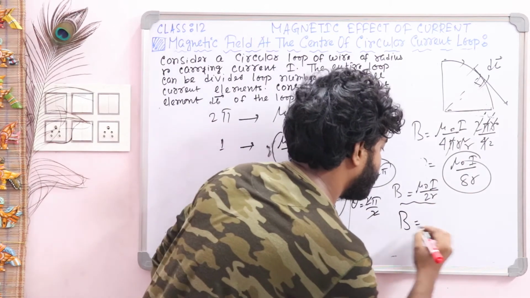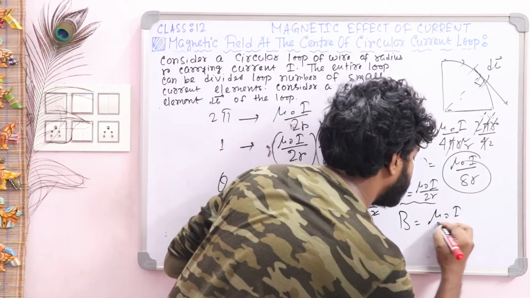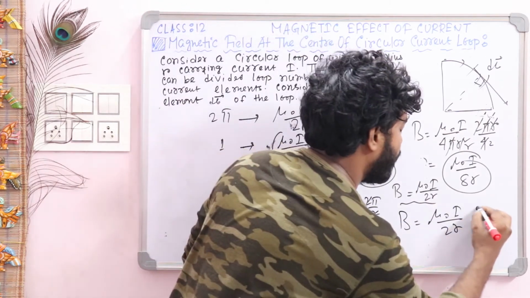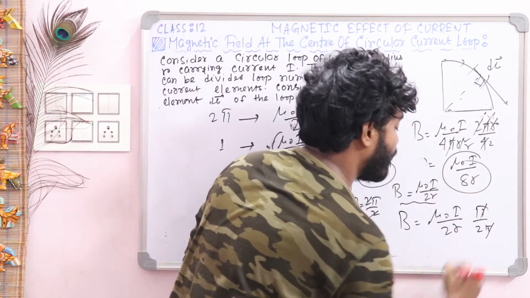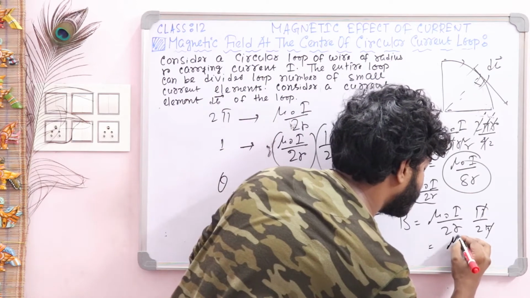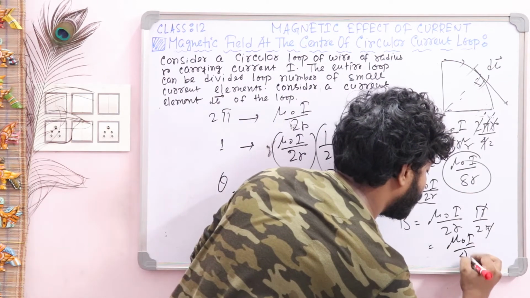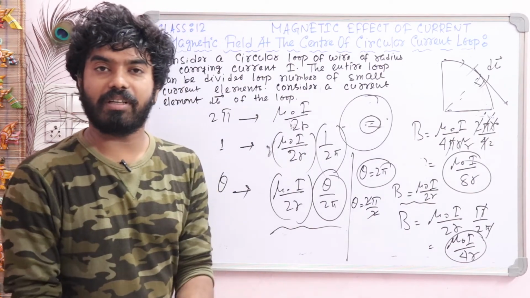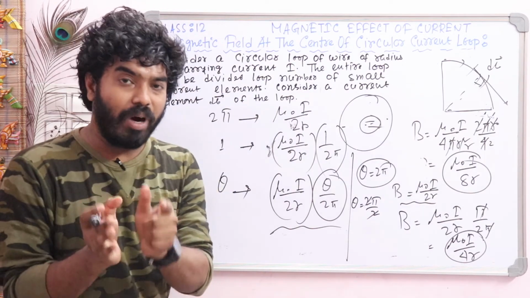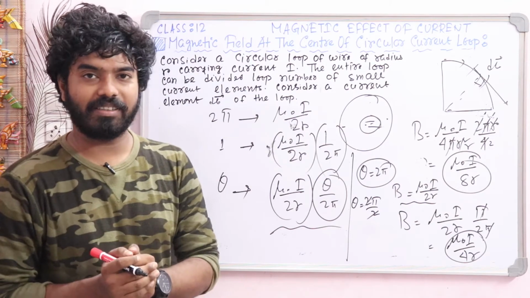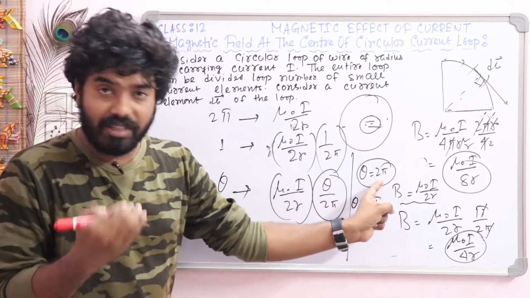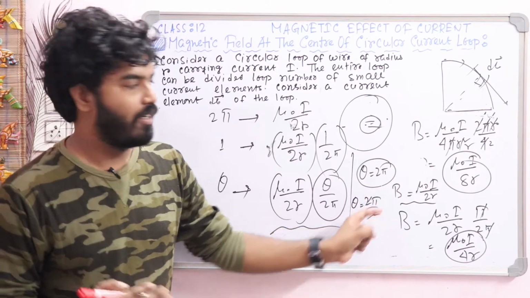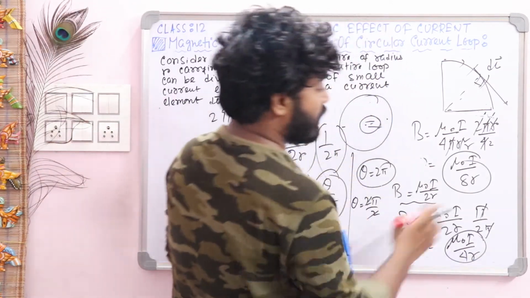And then you see the value of B, mu naught I divided by 2R, this one is pi by 2 pi. Pi divided by 2 pi, pi cancels out. So the answer will be mu naught I by 4R. You can easily find out the value of magnetic field for a semicircle. In the same way, for a quadrant, what is the value of theta? That is 2 pi divided by 4. Obviously, a quadrant is 1/4 of the circle.